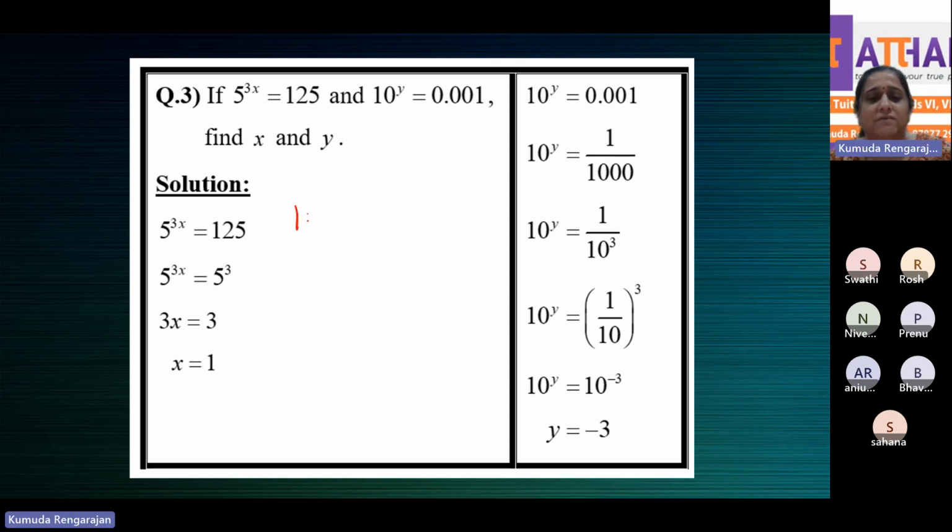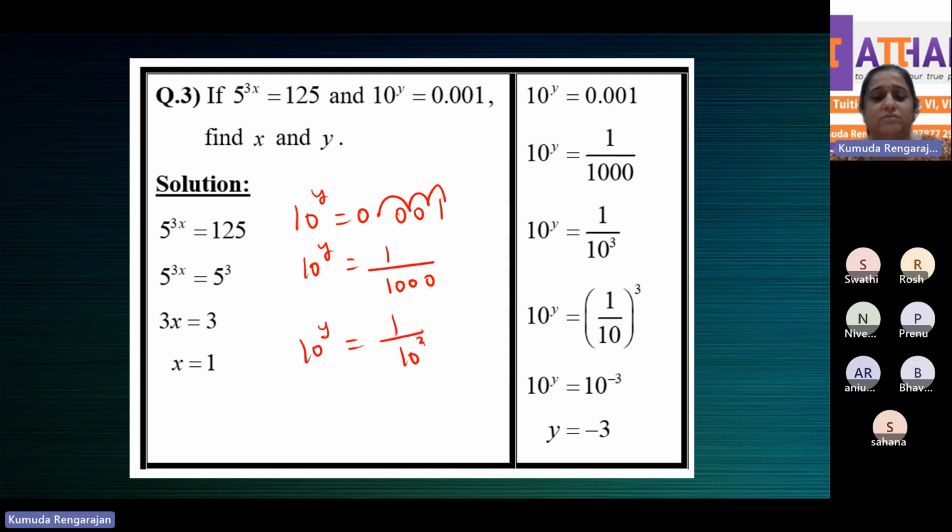Similarly, for 10 to the power y is equal to 0.001. You can write this as 1 by 1 followed by 3 zeros, because 1, 2, 3 places you'll have to shift the decimal point. So 1 by 1000. So 10 to the power y is equal to 1 by 1000, and 1000 is 10 cubed. Now remember, whenever you change the position from the denominator to the numerator, the power becomes negative, so -3.